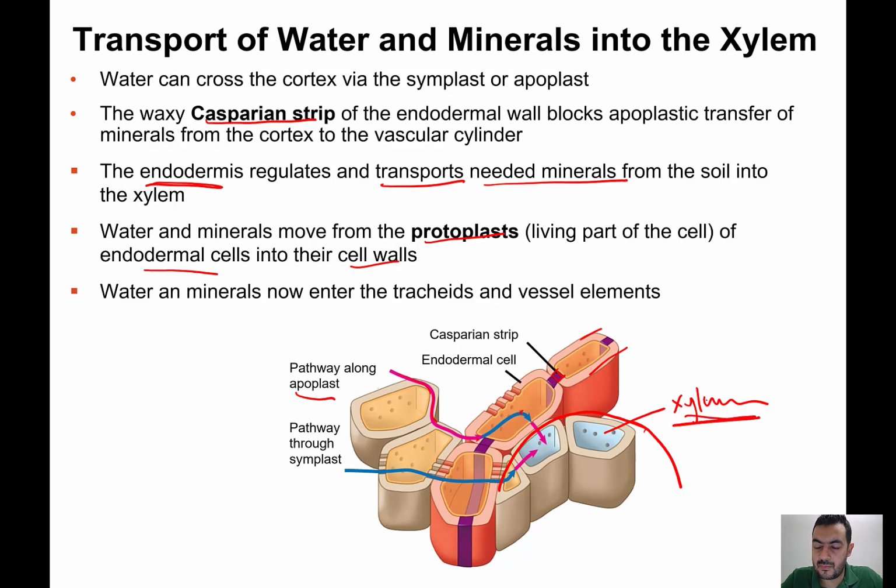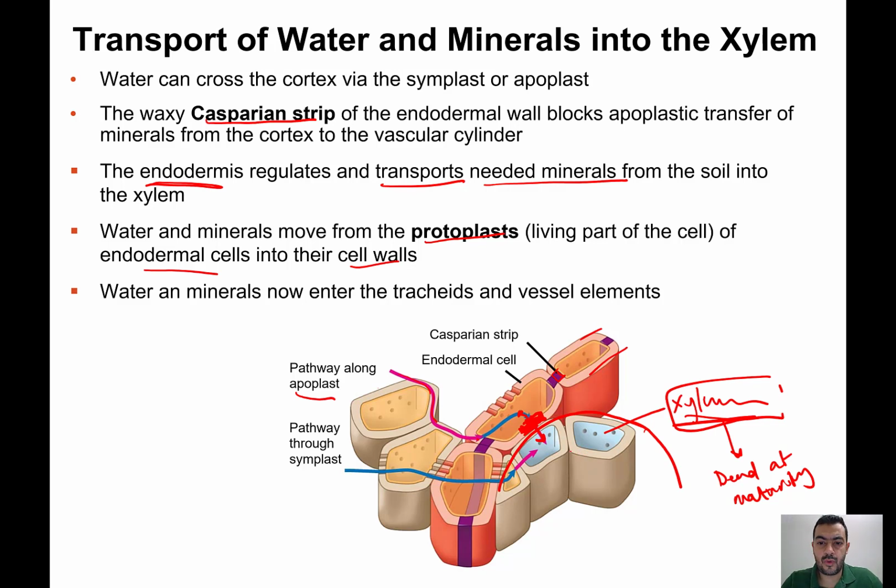Remember that the xylem cells are dead at maturity. Since they are dead cells, they don't have a plasma membrane, but they have a cell wall. Because of that, once the minerals and water are in the living part of the cell, in the protoplast, they continue their way back to the cell wall. So now you can see they are in the cell wall of the endodermis, and from that cell wall they can cross the cell wall of the xylem, and now they are inside the xylem.